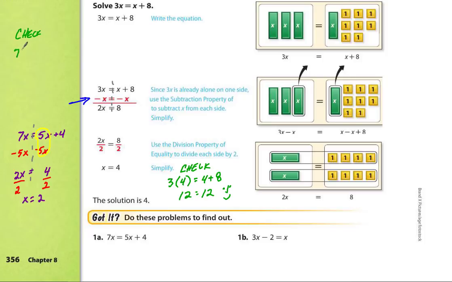And then I want to know, is 7 times 2 the same as 5 times 2 plus 4? Well, 7 times 2 is 14. 5 times 2 is 10. Plus 4 is also 14. Yay, that feels like it's the correct answer.